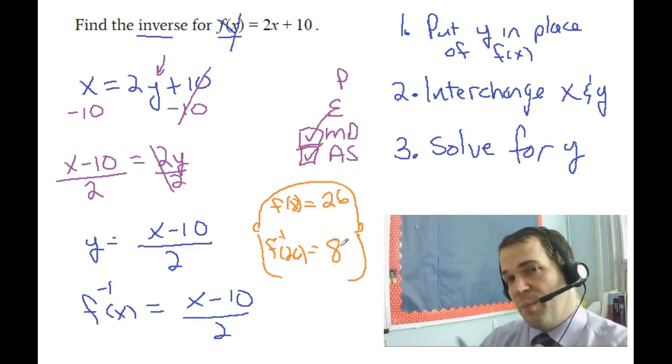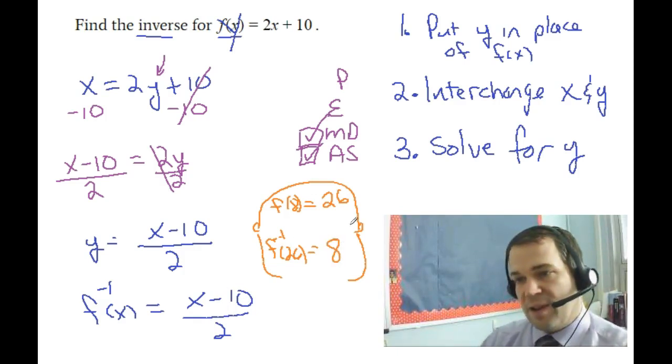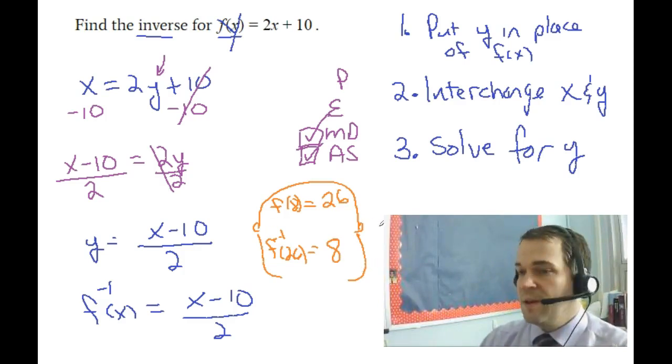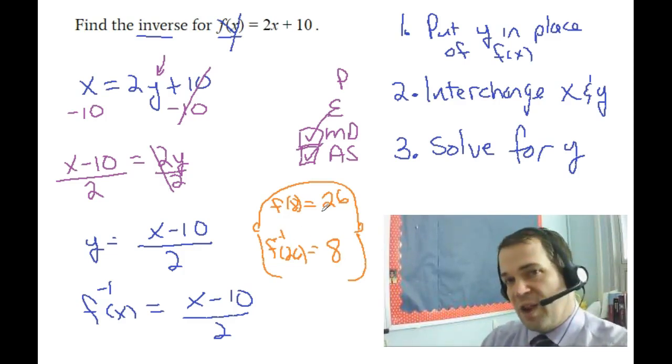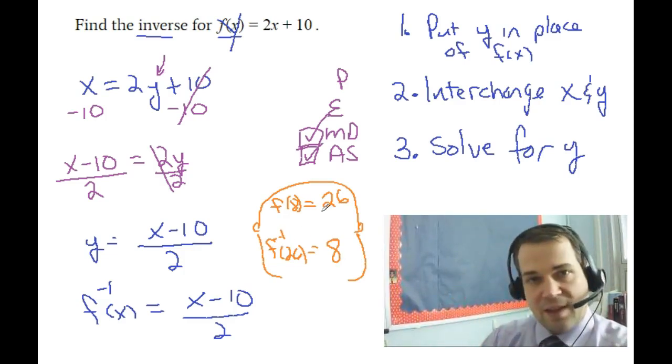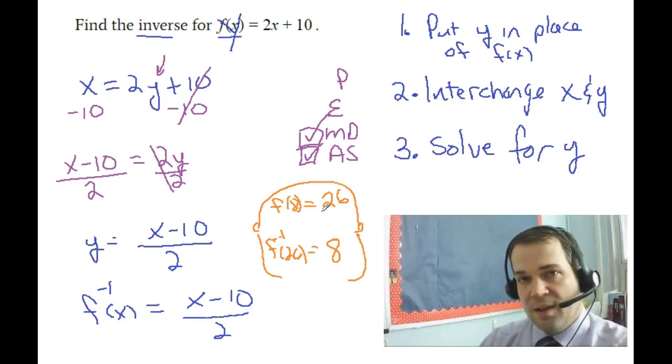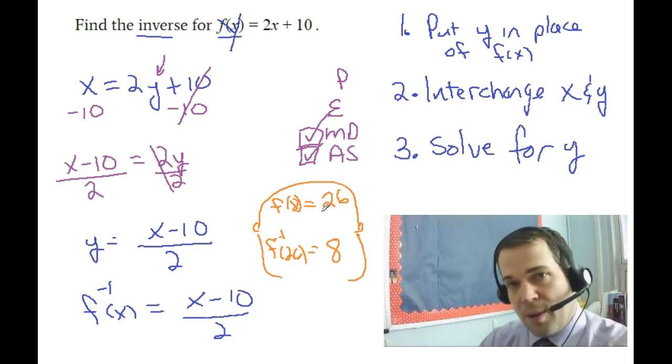So this isn't really a proof that I'm definitely correct, but it is a strong indication that I didn't make any dumb mistakes. f turned 8 into 26. f inverse turned 26 back into 8. Pretty sure that I'm correct. There's nothing special about the 8 that I picked. I could have picked any number I wanted. Whatever it got turned into, if I plugged that into the inverse, it would have gotten turned back to where I started. So good luck with this. Yeah, good luck.